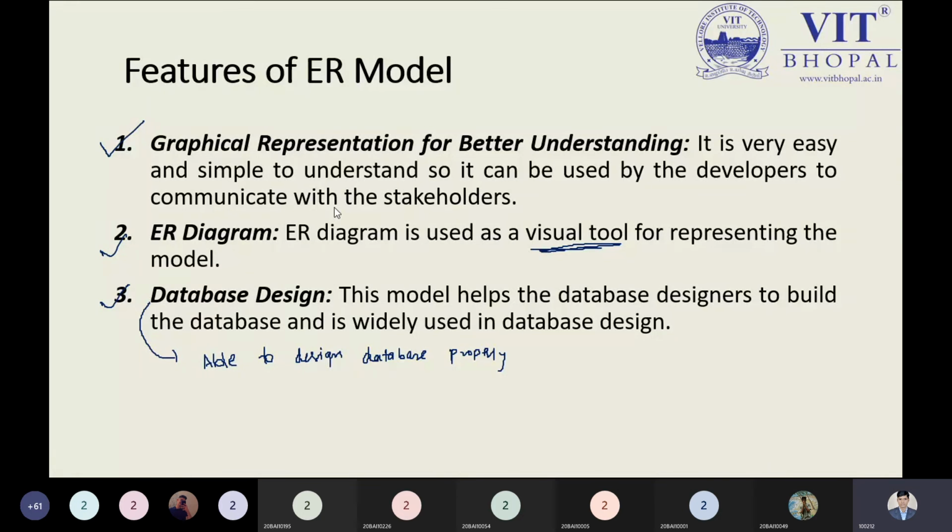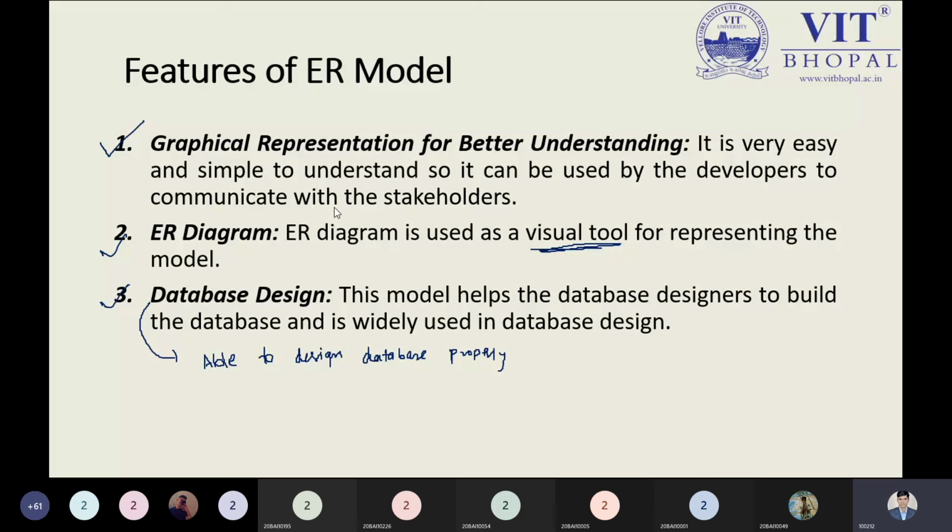The feature of the ER model is the graphical representation for better understanding, of course. In the ER model, we are using a visual tool, and it is used for database designing. Database designing means we can design the database along with the properties. So the feature of the ER model means the graphical representation. We can understand what entities we have, what the database is, and what the attributes or columns are. With the help of the visual tool, we can understand things in a simple way, and database designing will be easy.